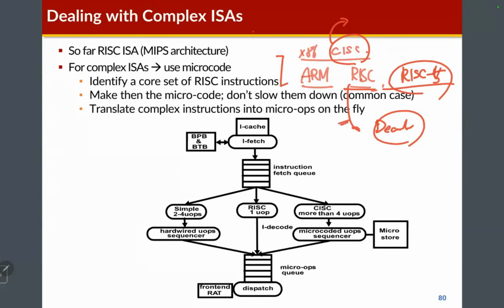So if we use the RISC instruction set architecture, then we can build more efficient processors. But we already know that most desktop or laptop computers include Intel or AMD CPUs, and Intel or AMD CPUs support the x86 architecture. The x86 is the CISC architecture. It's complex.